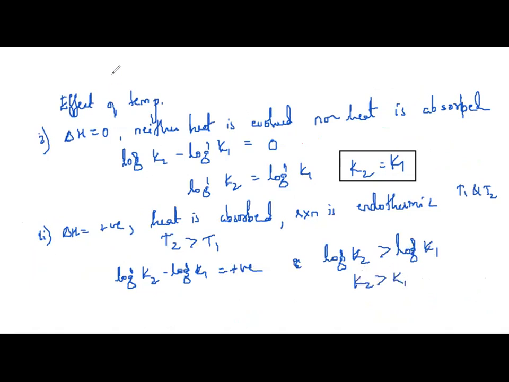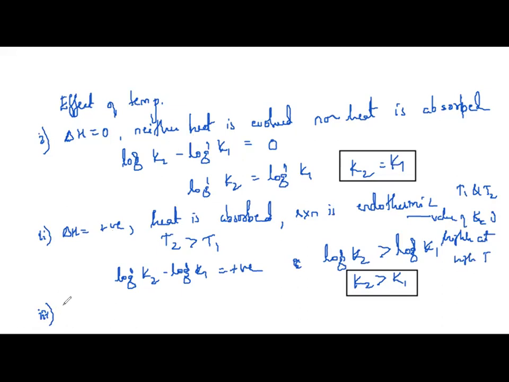So this is possible when delta H is positive, which means heat is absorbed. For endothermic reactions, this is the case. So the value of the equilibrium constant is higher at higher temperature. Please do remember these points, because in the next concept, which is very important, we come across all these things once again.